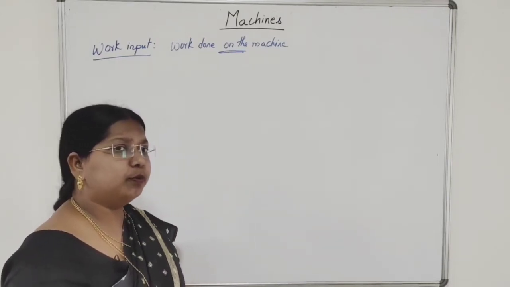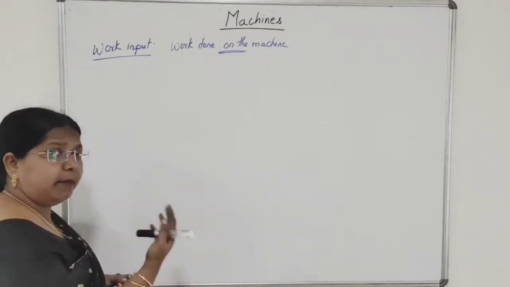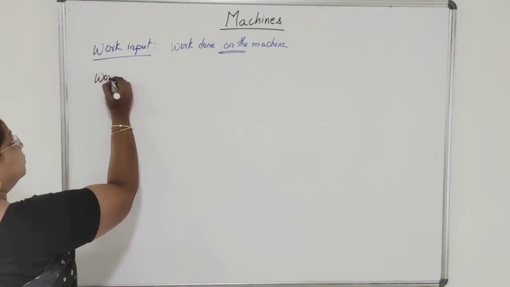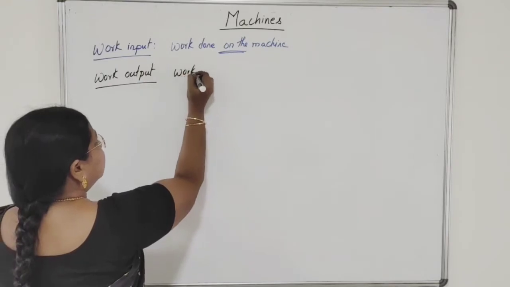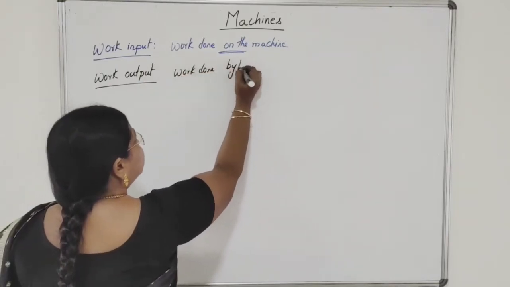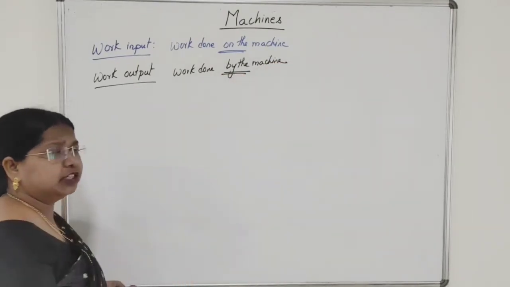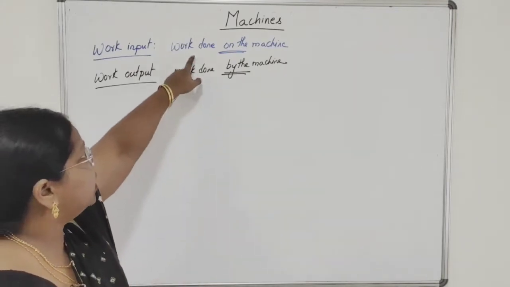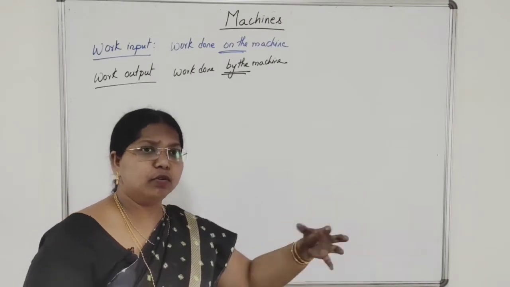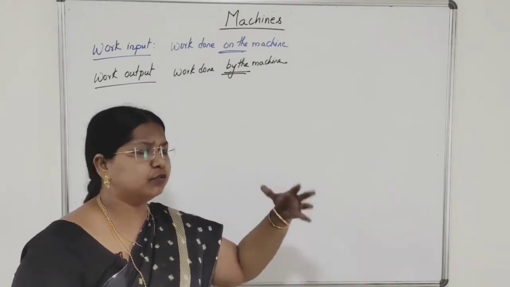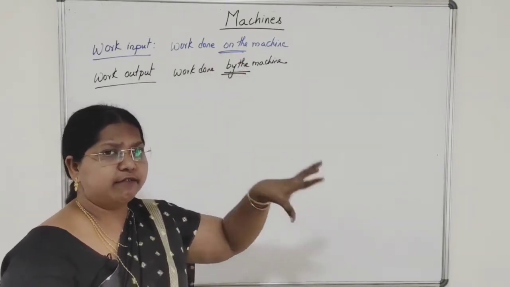Then what is work output? We are giving input, and what is the machine doing? Work output is the work done by the machine. Work done on the machine is input. Output means work done by the machine to move the load or to lift the load, to overcome the resistive force, whatever it is. Input means what we are giving to the machine, the effort.